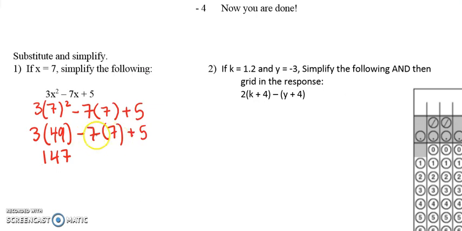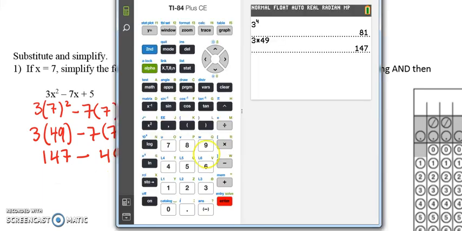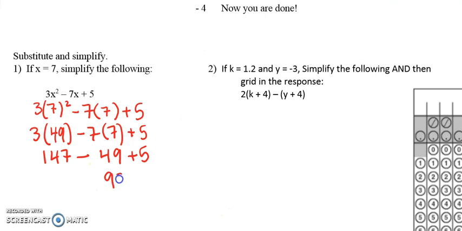Now look at this, negative 7 times 7. So I'm still doing my multiplication and division left to right. That's negative 49, and then bringing down my plus 5. Okay, so from here, let's keep going left to right. 147 minus 49, if you don't know, you could type it into your calculator, but I think this one you guys might know, is 98. And then 98 plus 5 would be 103. There you go.